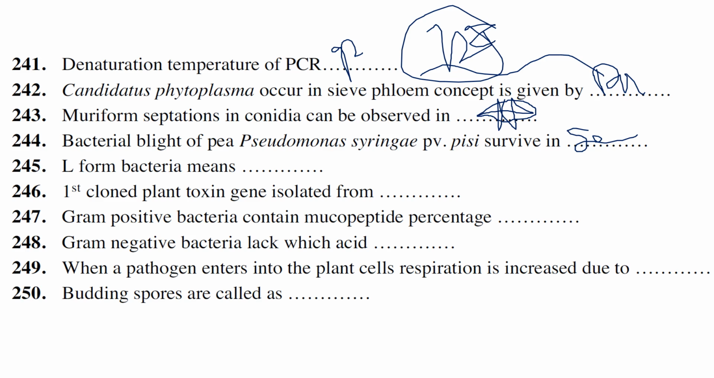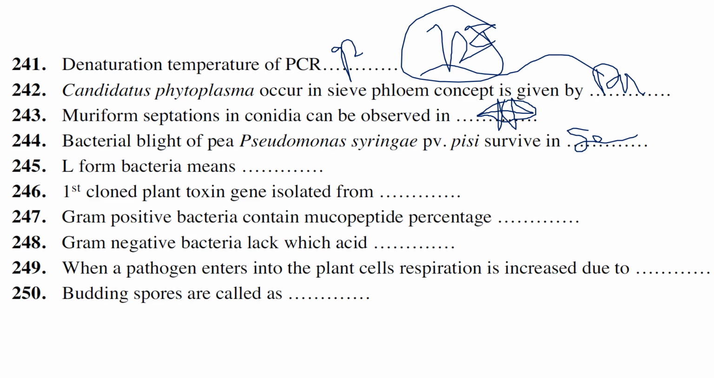L form of bacteria means cell wall lacking bacteria. Just now we discussed, right? L form of bacteria, cell wall lacking bacteria, was first discovered by Klieneberger-Nobel in 1935. To honor the institute, she named it the L form of bacteria, which means cell wall lacking bacteria.